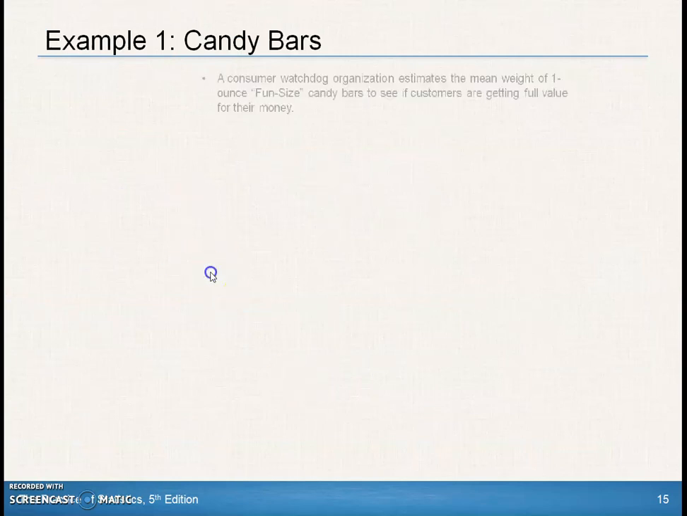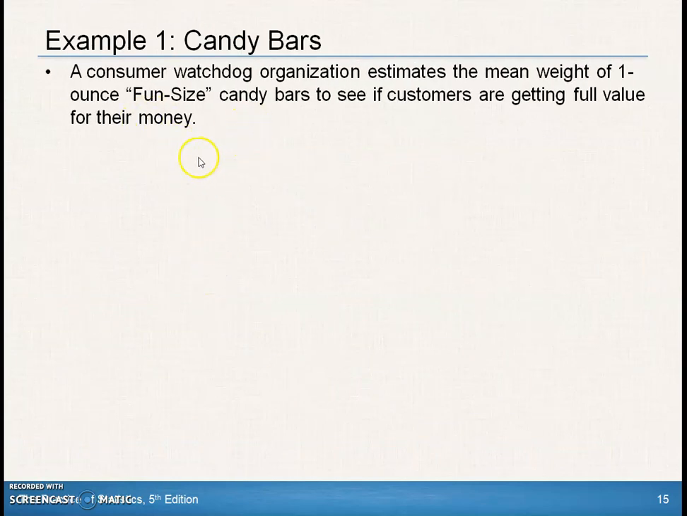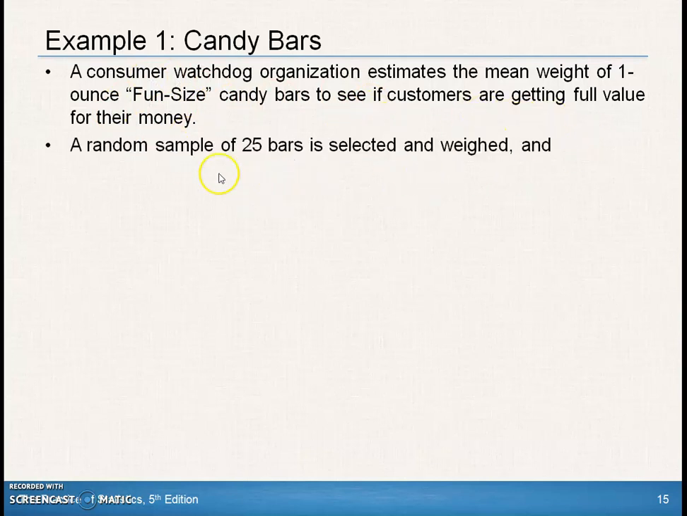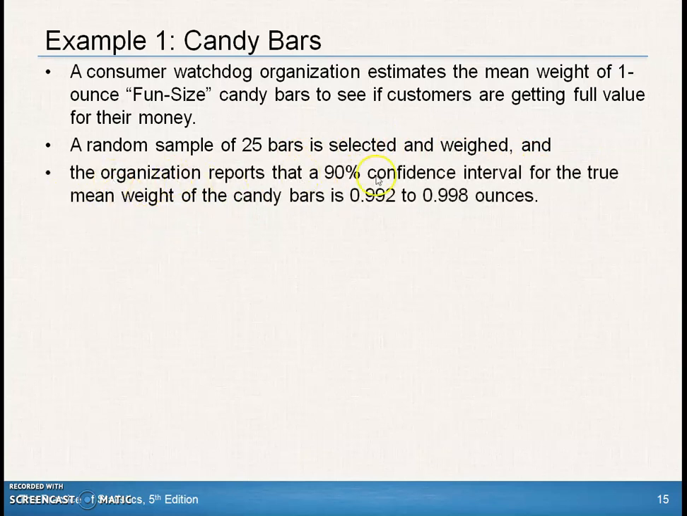So let's do one. Candy bars. Consumer watchdog has been eating too many candy bars, estimates the mean weight of a 1 ounce fun-sized candy bar. See if the customers are getting their full value, so they eat a bunch of them, about 25 bars, selected and weighed, and they got 90%. They report that a 90% confidence interval of the true mean weight is 0.988 to 0.992. They've calculated that. We haven't learned how to do that yet.